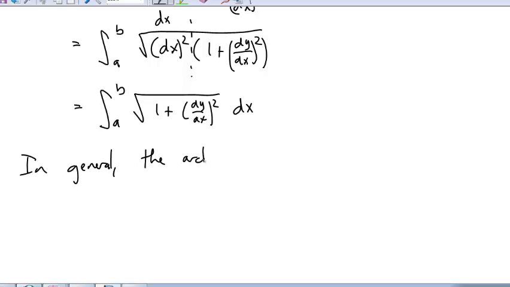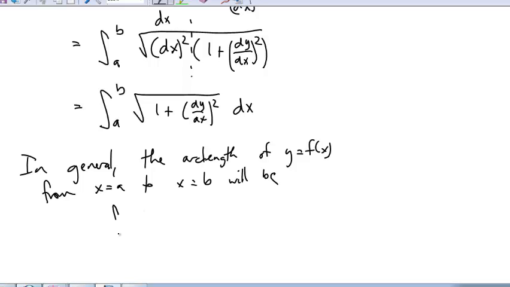In general, the arc length of y equals f of x from x equals a to x equals b will be the integral from a to b of the square root of 1 plus the derivative of f squared, dx. In fact, dy dx, that is your derivative.